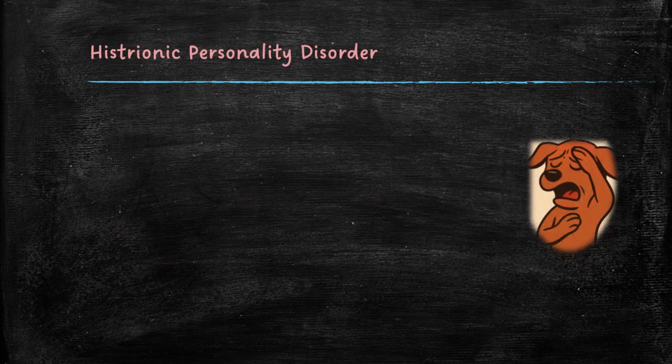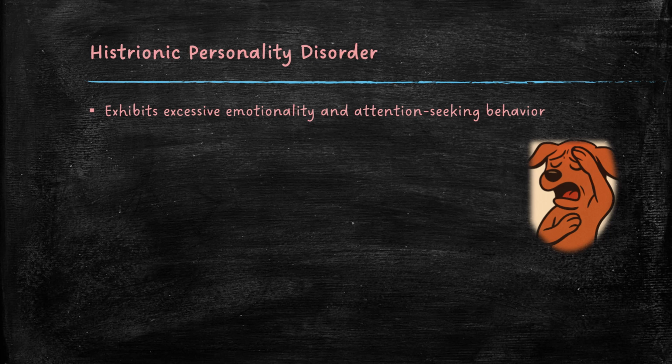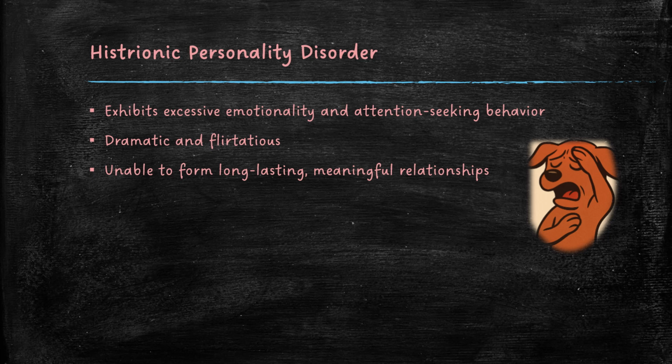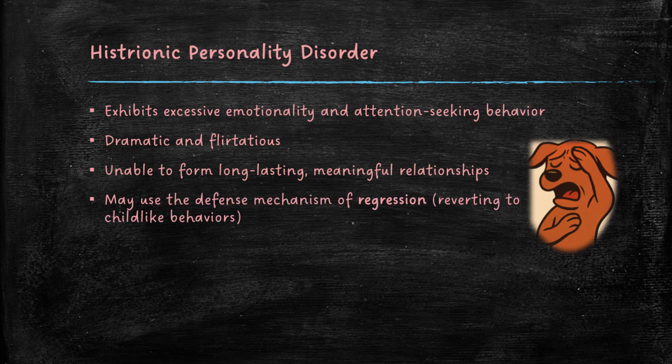So we have histrionic personality disorder. Now, histrionic personality disorder is very dramatic and shallow. So they exhibit excessive emotionality and attention-seeking behavior. They are dramatic, flirtatious, and they are unable to form long-lasting, meaningful relationships because their relationships tend to be very superficial. They may use the defense mechanism of regression. So they resort back to childlike behaviors. And this may come up in a board question more so than a USMLE question.